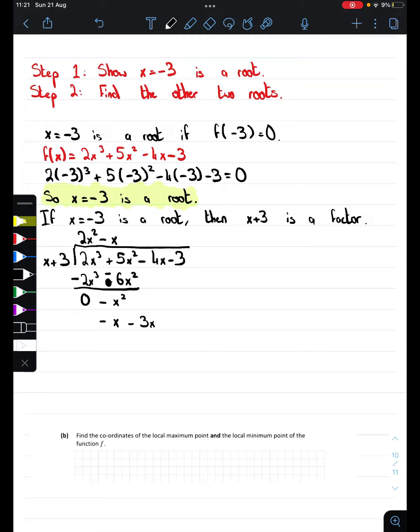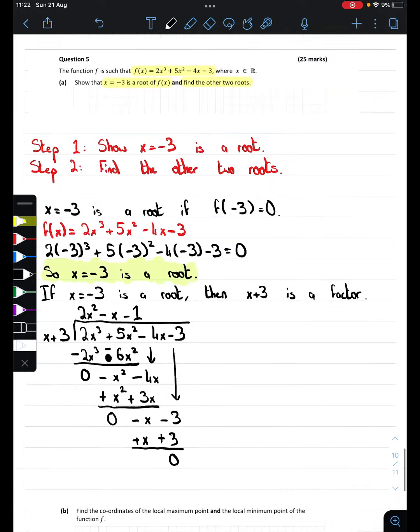We bring down our minus 4x. Then we change the sign, just standard long division. We get a minus x, 0. Then we bring down our minus 3. And x goes into minus x minus 1 times. So then we multiply back, minus x minus 3, change the sign. And we get 0 as expected. So when we divide f of x by x plus 3, we get 2x squared minus x minus 1.